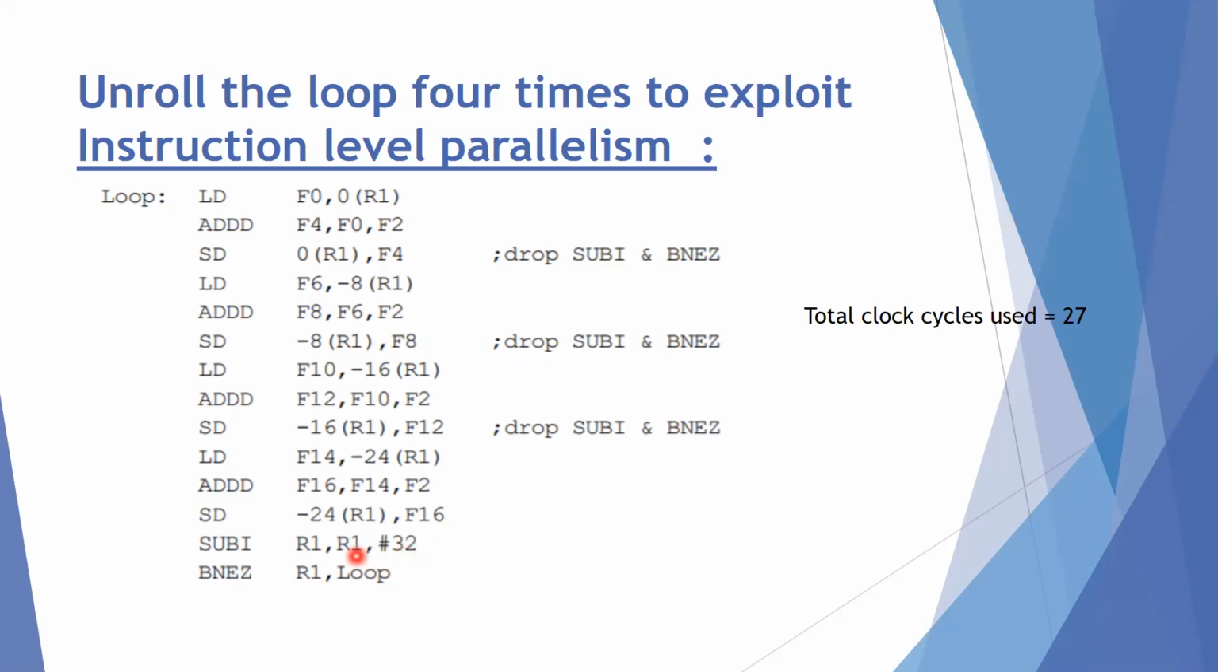So R1 becomes R1 minus 32, and since it is not equal to 0, it will jump back to the loop wherein R1 is minus 32, and now you are talking about 0 R1. This means minus 32 R1 is the next location that you are referring to. The next loop again says minus 32 plus minus 8 makes minus 40 R1 as the next 8 locations. Then minus 48 R1, and finally minus 56 R1, right?